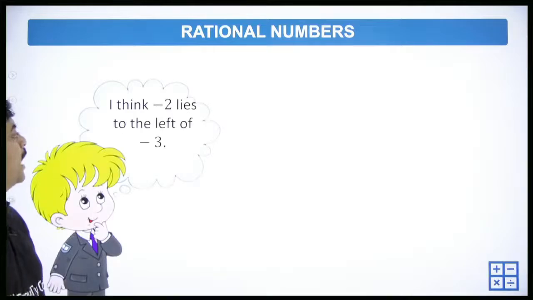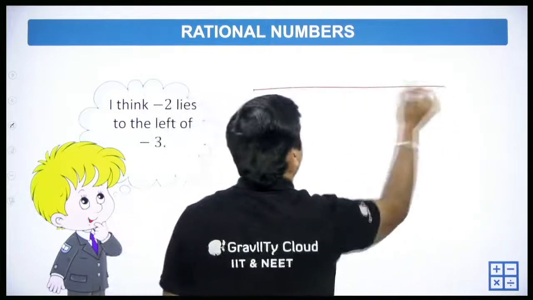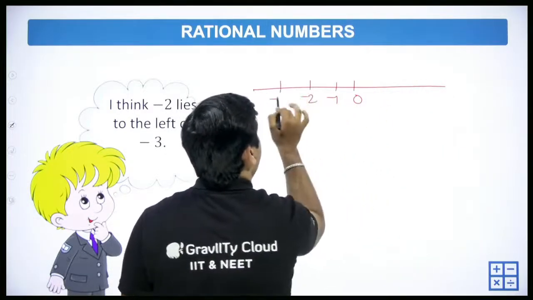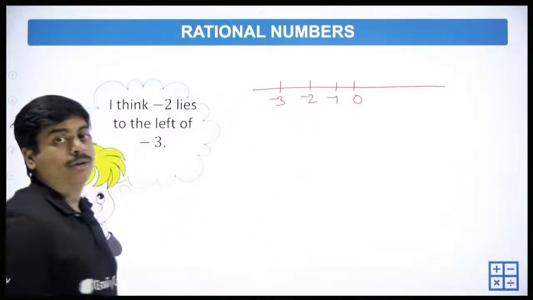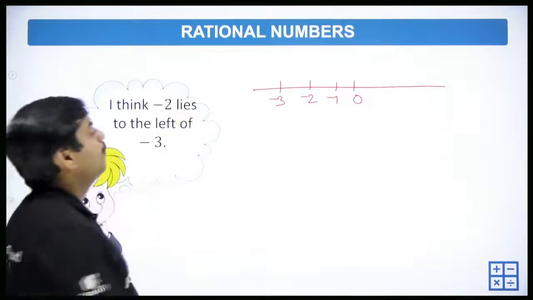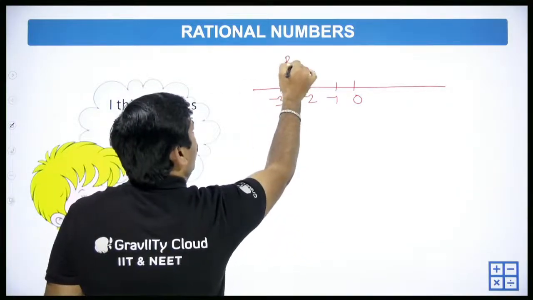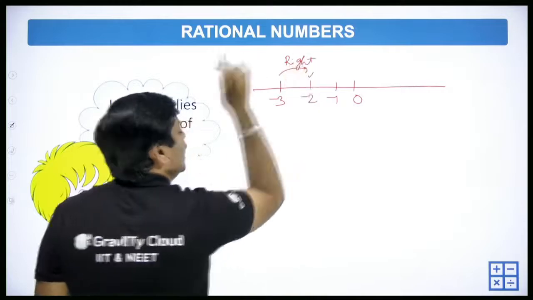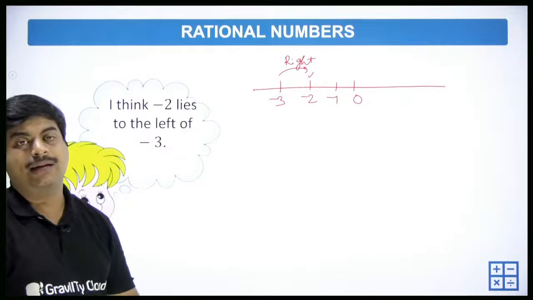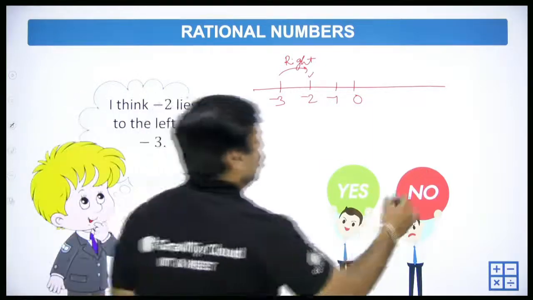I think minus 2 lies to the left of minus 3. On a number line, this is 0, we have minus 1, then we have minus 2, and then we have minus 3. Negative numbers, you should be very careful. I think minus 2 lies to the left of minus 3. No, minus 2 lies to the right of minus 3. To the right, see, just with the right and left, the way the numbers vary. So we can say that no, it is not correct.